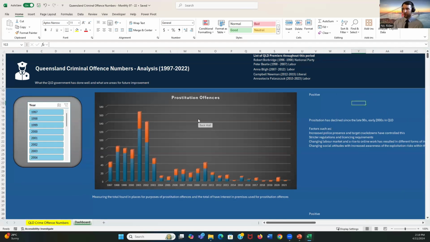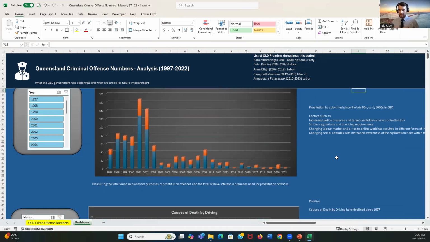Okay, so first one here, we've got prostitution offences. This is the total prostitution offences in Queensland throughout this period. From this graph here, we can see that prostitution has declined since the late 90s and the early 2000s. You can see here that there was a massive spike in prostitution offences. It was the late 90s, 2000s that was at its highest. And this kind of started to get under control here, and it started to trend down, which is a positive for the government. The government have really got on top of that as a crime.